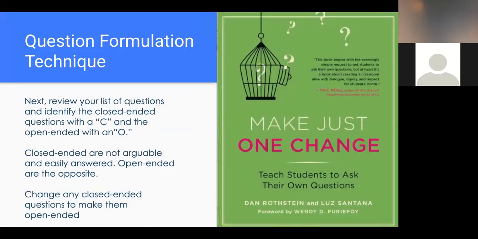The next step in the QFT process, once the students have written down all of those questions, is to look at their list of questions and look for questions that are closed-ended, label those with a C, and questions that are open-ended, label those with an O. And depending upon your level of students and your level of experience with QFT, you might need to talk about what is an open-ended question, what is a closed-ended question. The goal is to get as many open-ended questions as possible.